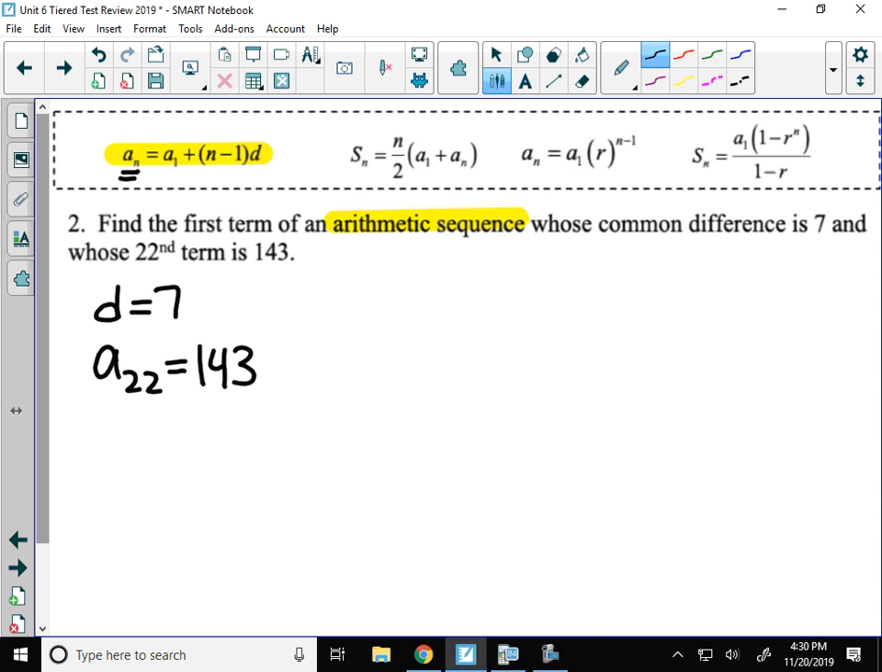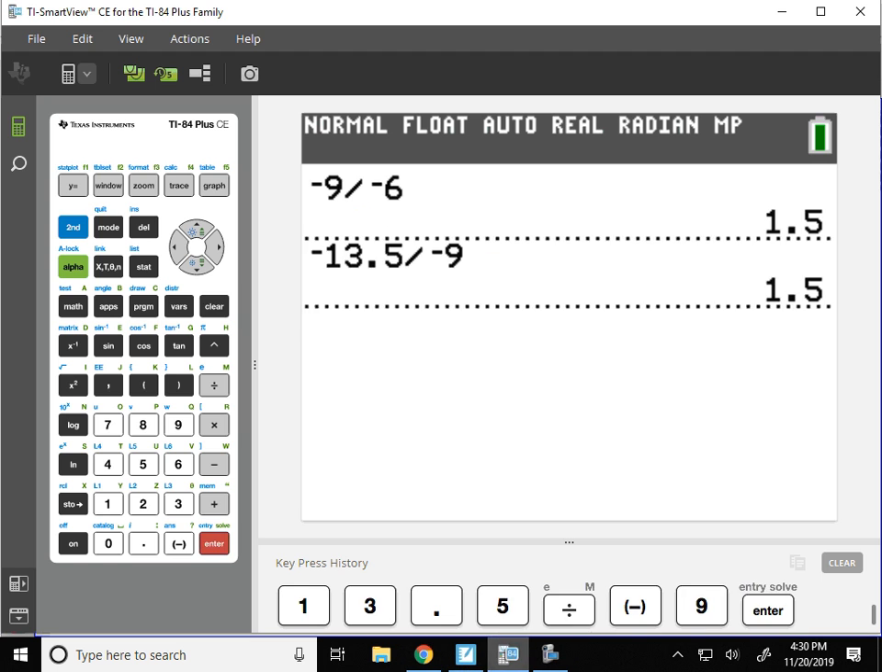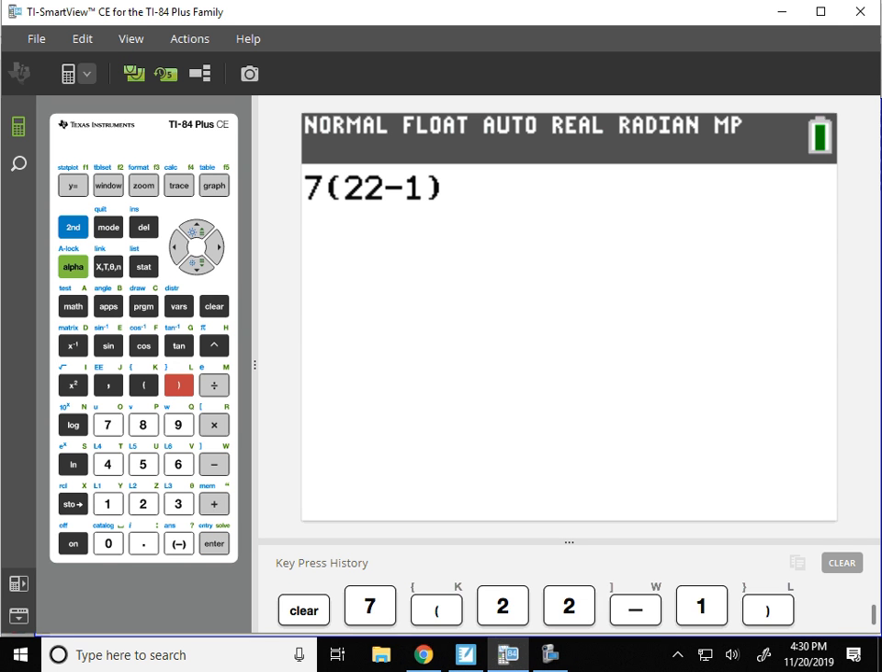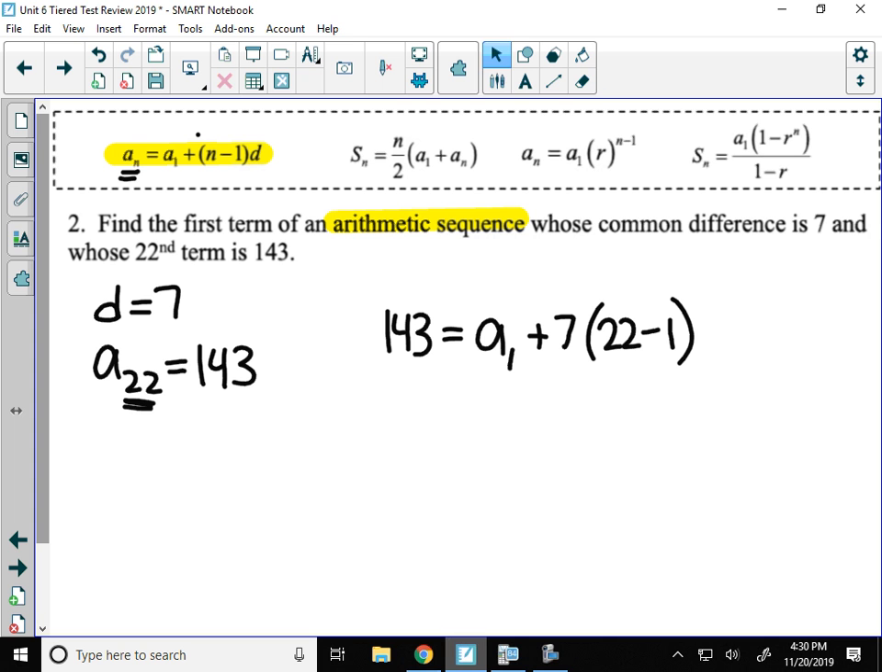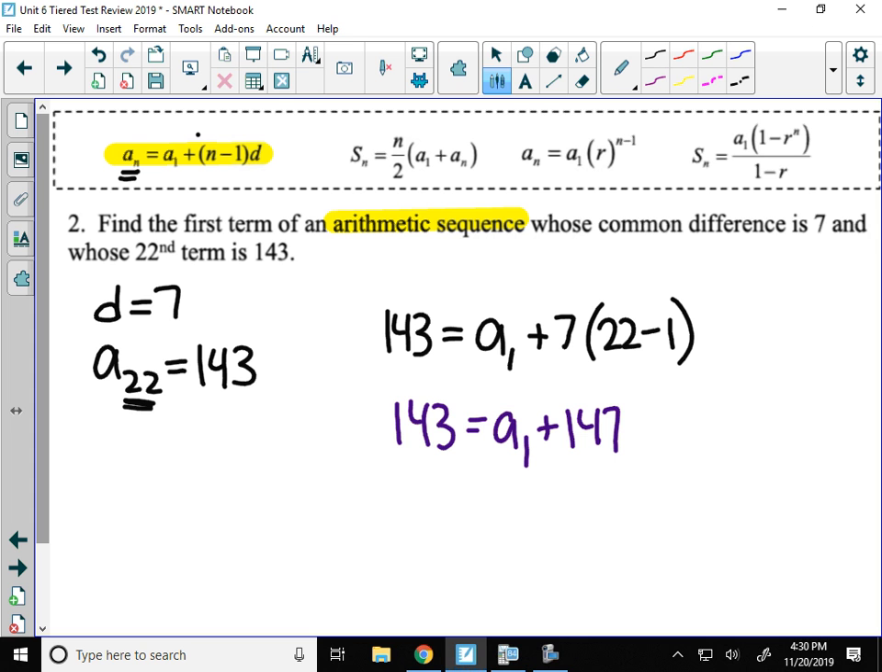I'm going to put the 143 in for a sub n. That is a term I know. I don't know the first term, and remember, I like to put the d in front. The common difference is 7. The n here, the term number for 143, is 22 minus 1. So what's 7 times 22 minus 1? That is 147. So 143 equals a sub 1 plus 147. To get a sub 1 by itself I subtract, and I get that the first term is negative 4. And that's it for that problem.